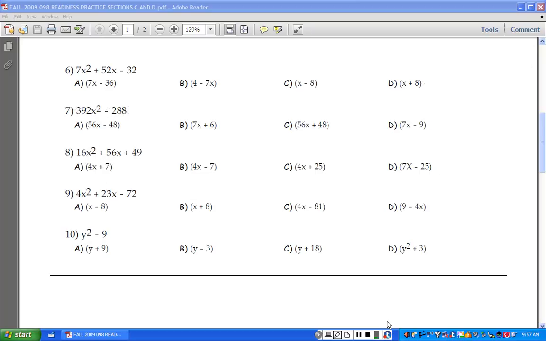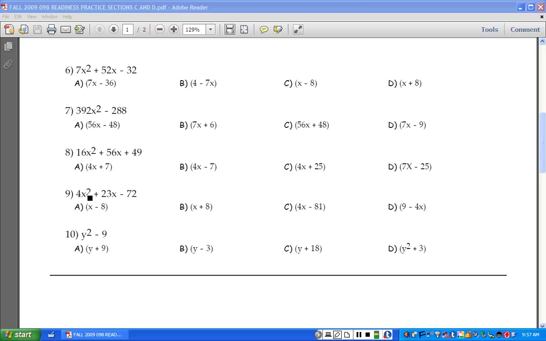Clear? Okay, number 9. We have again a traditional setup, trinomial with a 4 coefficient on our x term. Check to see if we can pull anything out. 4 does not go into 23. Another factor of 4 being 2. 2 does not go into 23. So I know I can't pull out any coefficients.